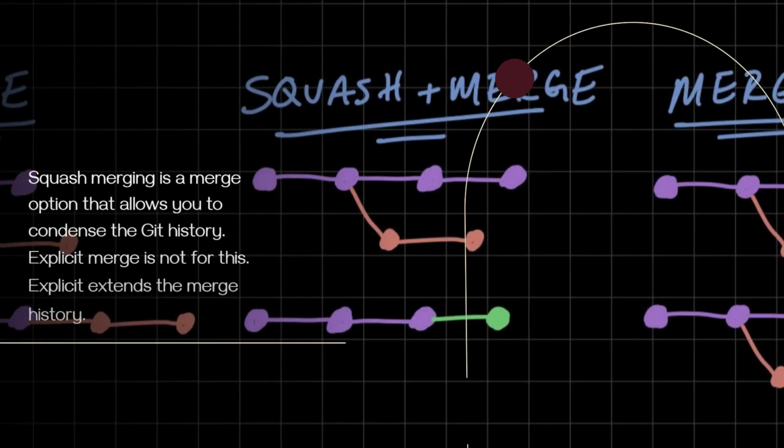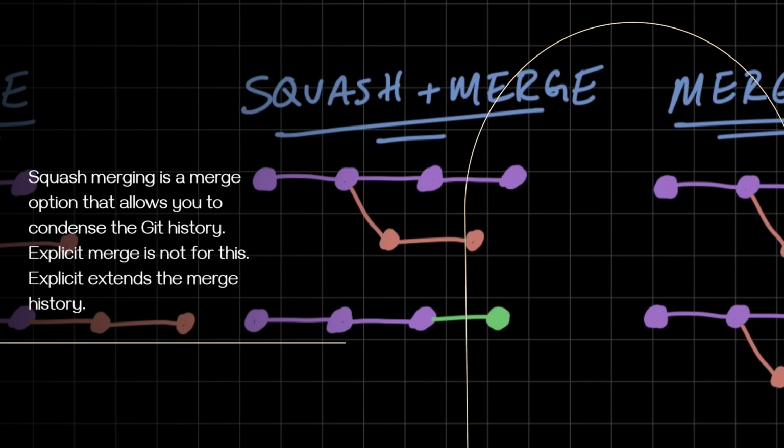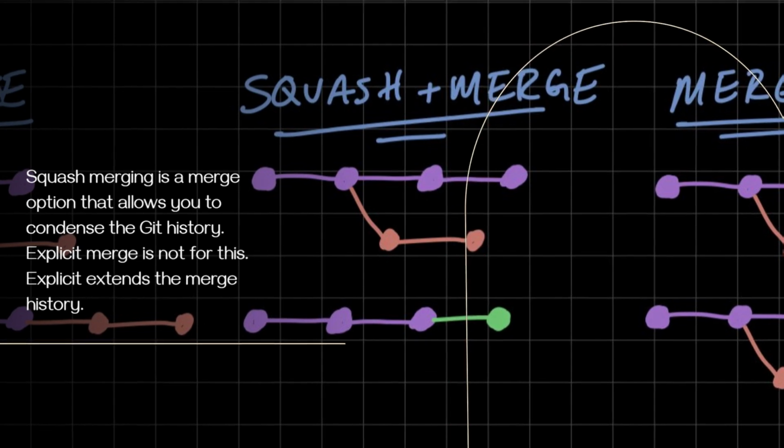Squash merging is a merge option that allows you to condense the Git history. Explicit merge is not for this. Explicit extends the merge history.